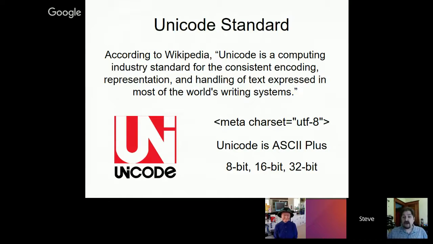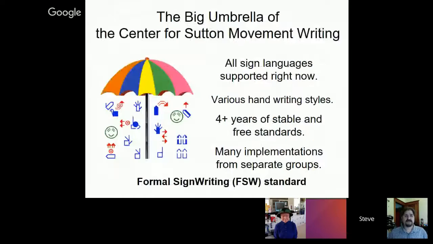With SignWriting, we use ASCII, and Unicode is ASCII plus extra characters. We can talk about the 8-bit or the 16-bit or the 32-bit characters. It gets kind of complicated and detailed.